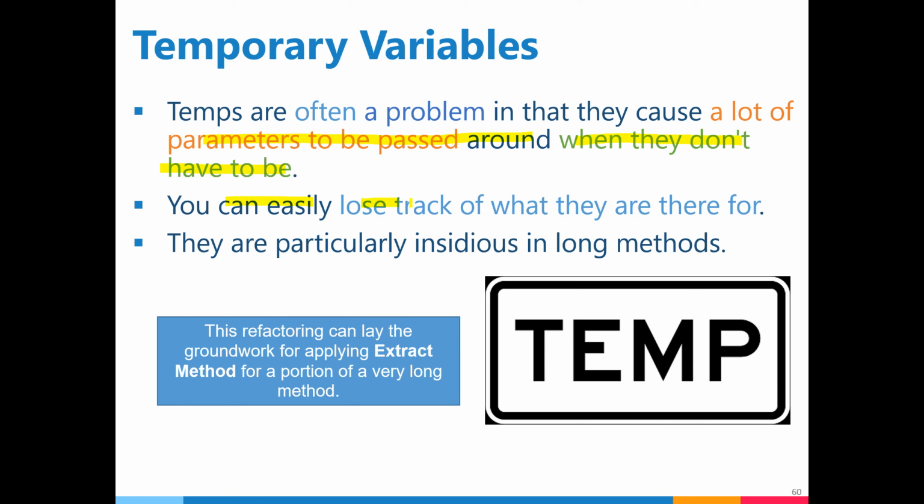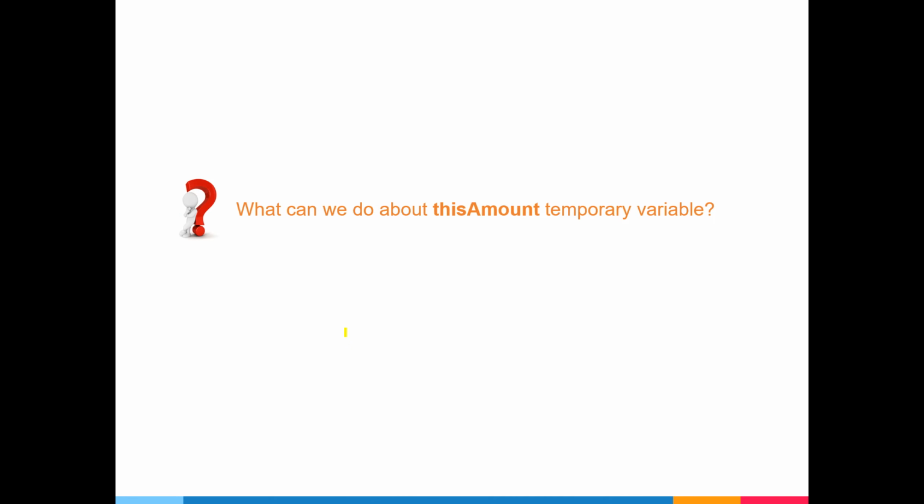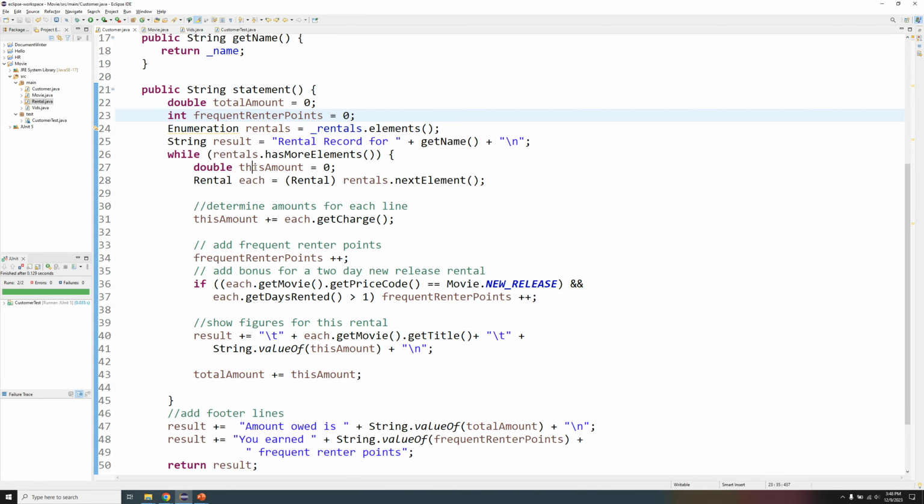You can easily lose track of what they are there for, and they are particularly insidious in long methods. So we need to get rid of temp variables first, and this may lay the groundwork for applying extract method for a portion of a very long method. So what can we do about this amount temporary variable? Let's see one more time. Here is the this amount.